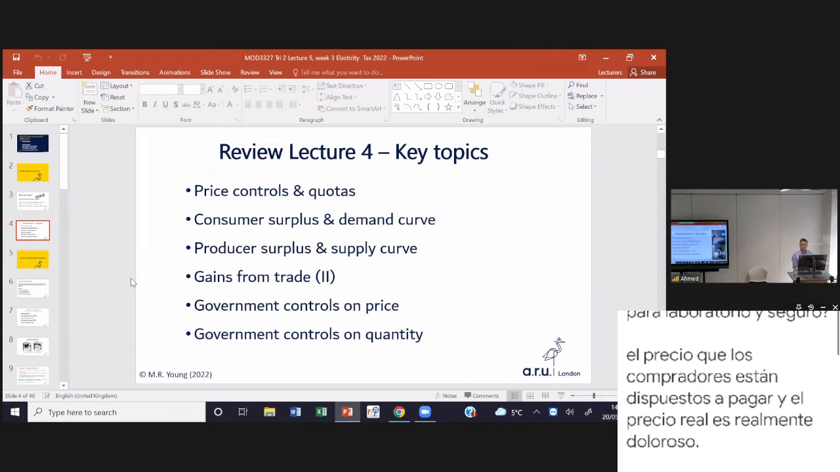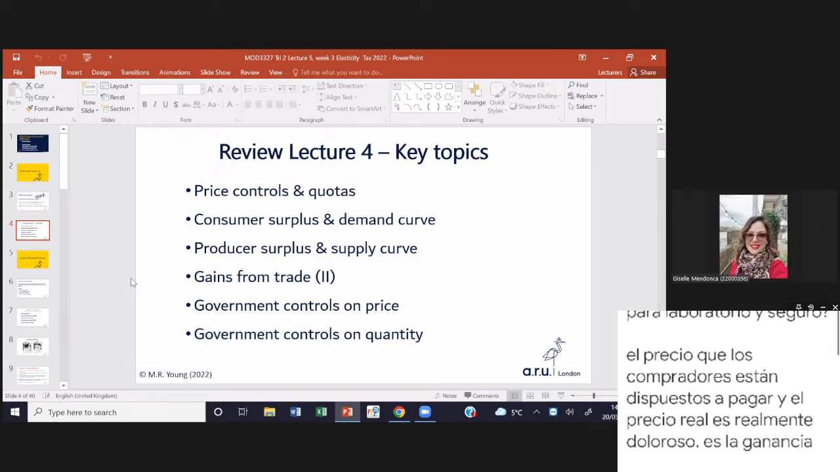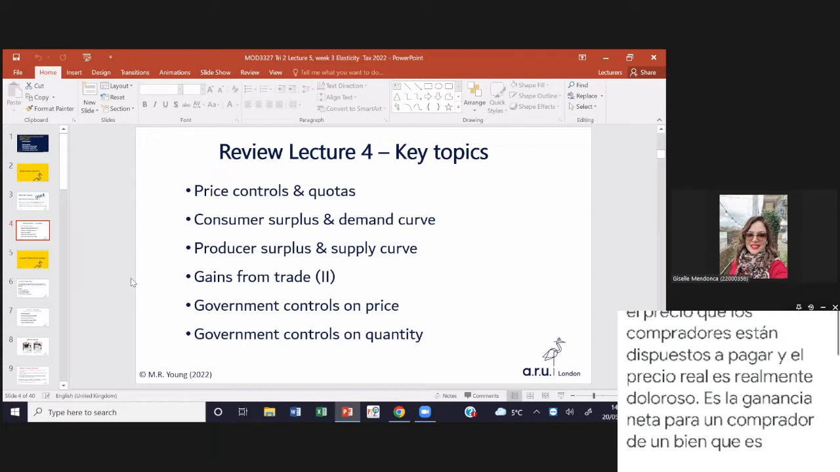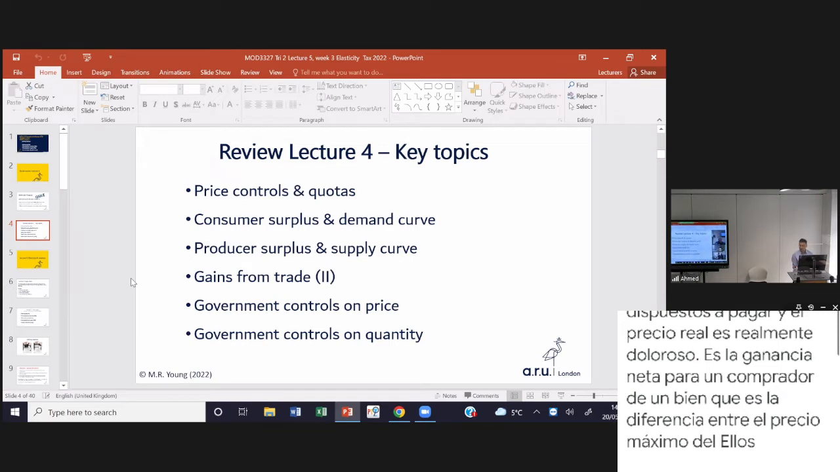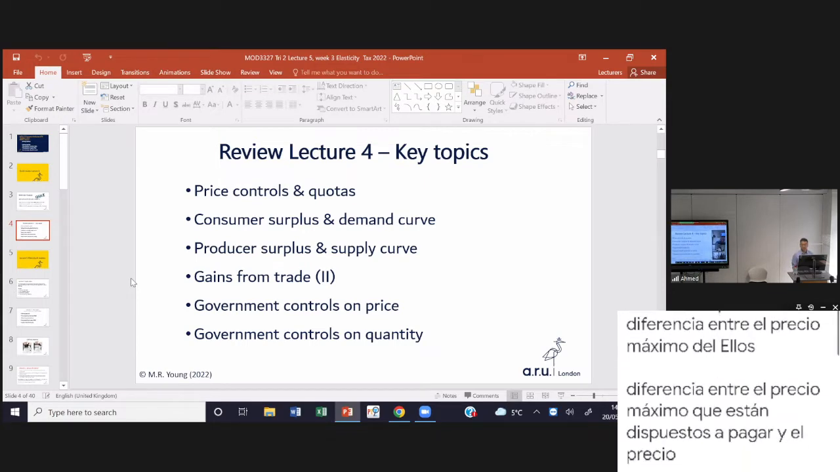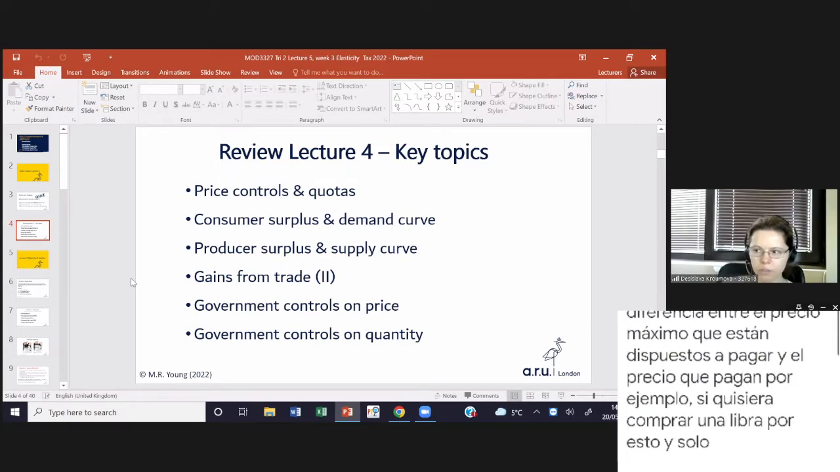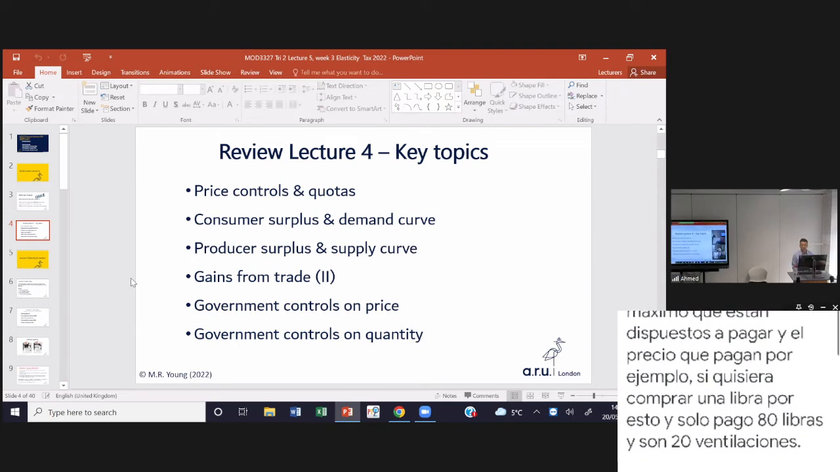It's the net gain for a buyer of a good, which is the difference between the buyer's maximum price they are willing to pay and the price paid. For example, if I'm willing to pay £1 for this and I only pay 80 pence, then my gain is 20 pence. My consumer surplus is 20 pence. What you said didn't get to the idea of a maximum price that one person is going to pay and what the person actually does pay. That's what the definition is.